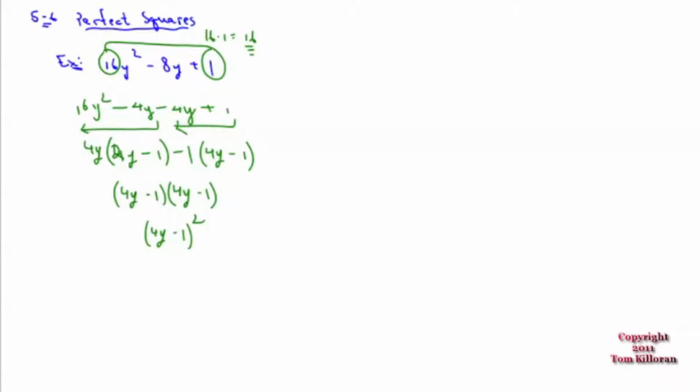All right, here's one for you. Let's see if I can find a good one. Ooh, that's a good one. 64x squared plus 48xy plus 9y squared. Maybe I should show you another little technique on this one.